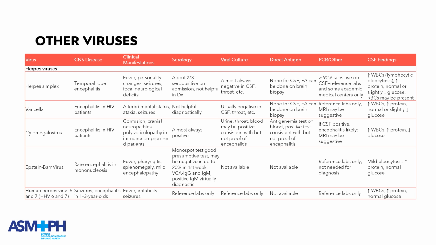Epstein-Barr virus is rare. It causes rare encephalitis in mononucleosis, and the monospot test is a good presumptive test, though it may be negative in up to 20% of cases in the first week. Human herpesvirus 6 and 7 cause seizures and encephalitis in 1 to 3-year-olds and may present with fever as well.